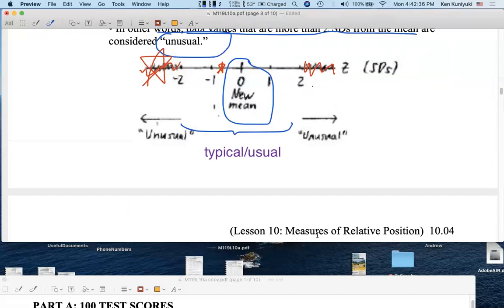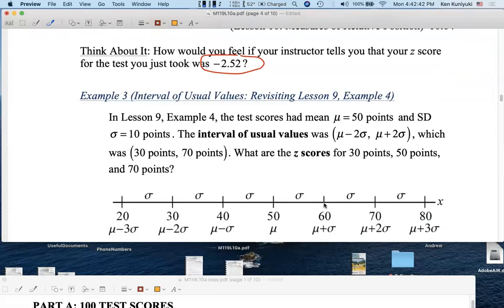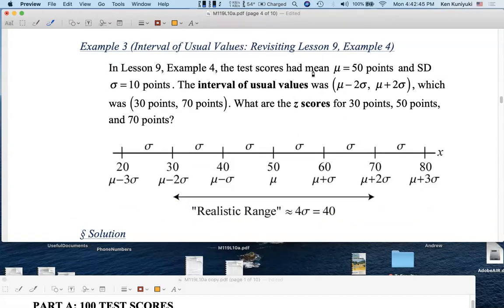Okay, so again, the interval of usual values would correspond to scores within 2 standard deviations of the mean. So let's say hypothetically that the test scores had mean mu equals 50 points, like in our earlier example from lesson 9, and population standard deviation sigma equals 10 points. Then the interval of usual values would be from mu minus 2 sigma, 2 standard deviations below the mean, to mu plus 2 sigma, 2 standard deviations above the mean. So that would be between 30 points and 70 points. This would be our interval of usual values or typical values.